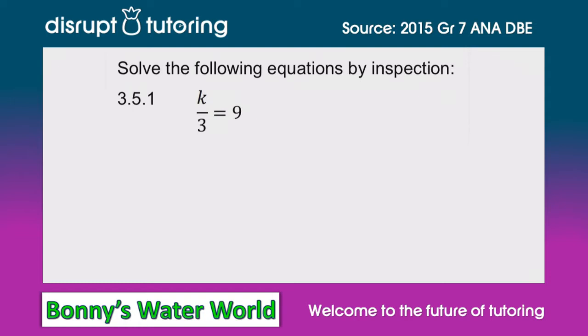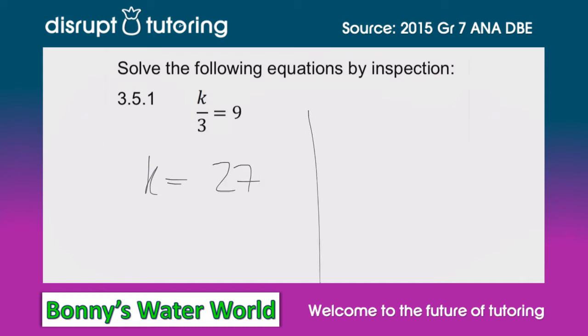Now let's look at the equation. What is it saying? On the left hand side we've got k over 3. What does that mean? It means k divided by 3 equals, on the right hand side, 9. So what do we divide by 3 in order to equal 9? We know that 3 times 9 gives you 27. So that must mean that k is equal to 27.